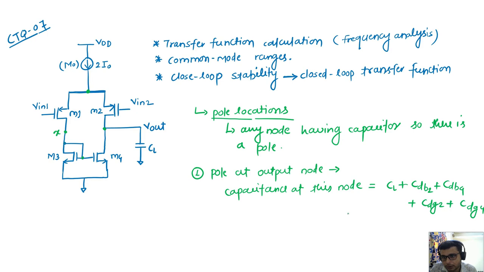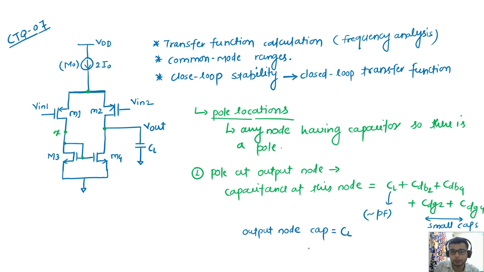But we can see CL is too large because it is an external load. It is of the order of a few picofarads, let me say 1 picofarad, 2 picofarads, and the others are very small caps. So overall, the output node cap is equal to CL. This will give me one pole frequency.